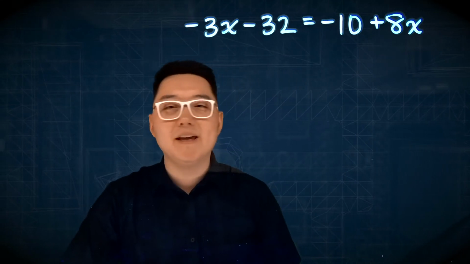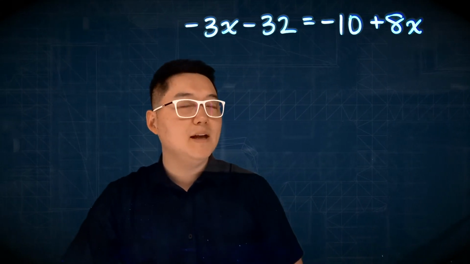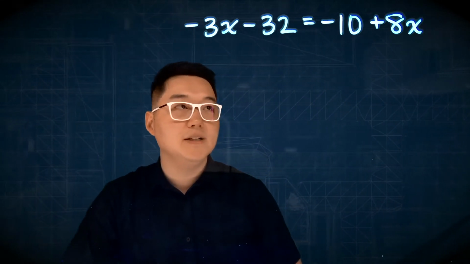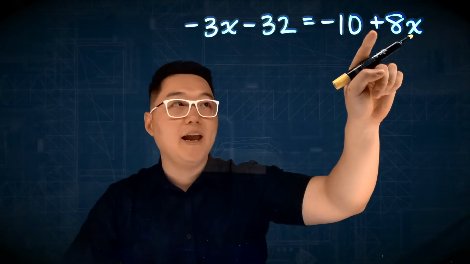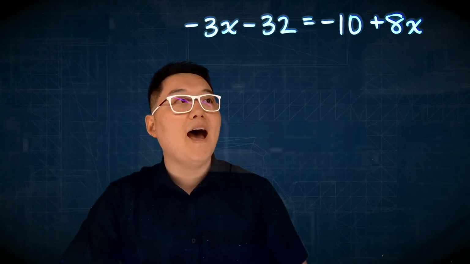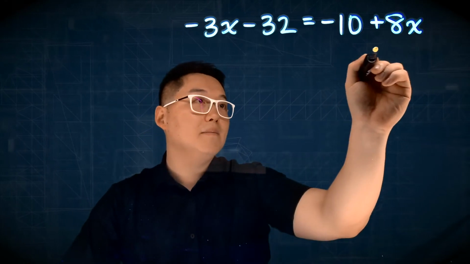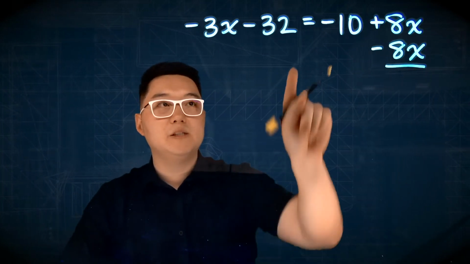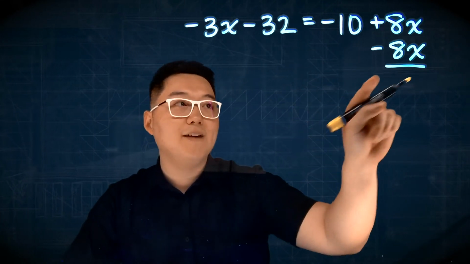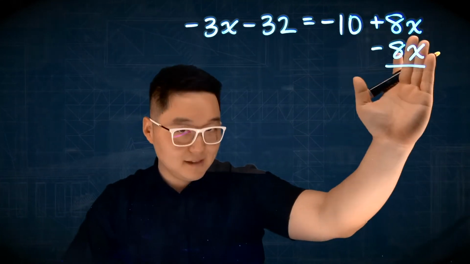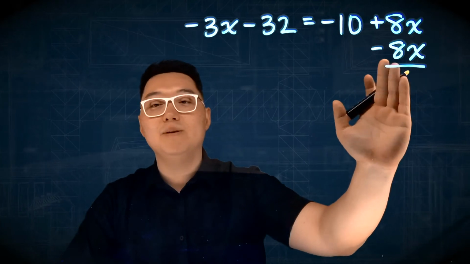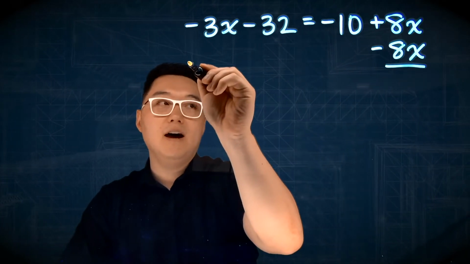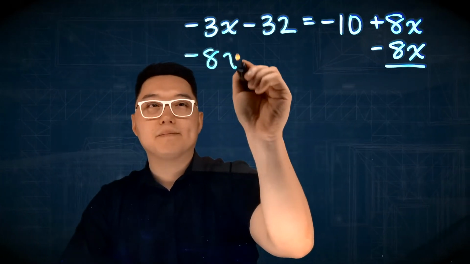Okay, so how do I get rid of the positive 8x? What's the opposite or the inverse operation of adding, or positive 8x? Well, adding 8x, the opposite is subtracting 8x. But to respect the equality, if I subtract 8x on the one side of the equal sign, I have to do the exact same thing to the other side of the equal sign.